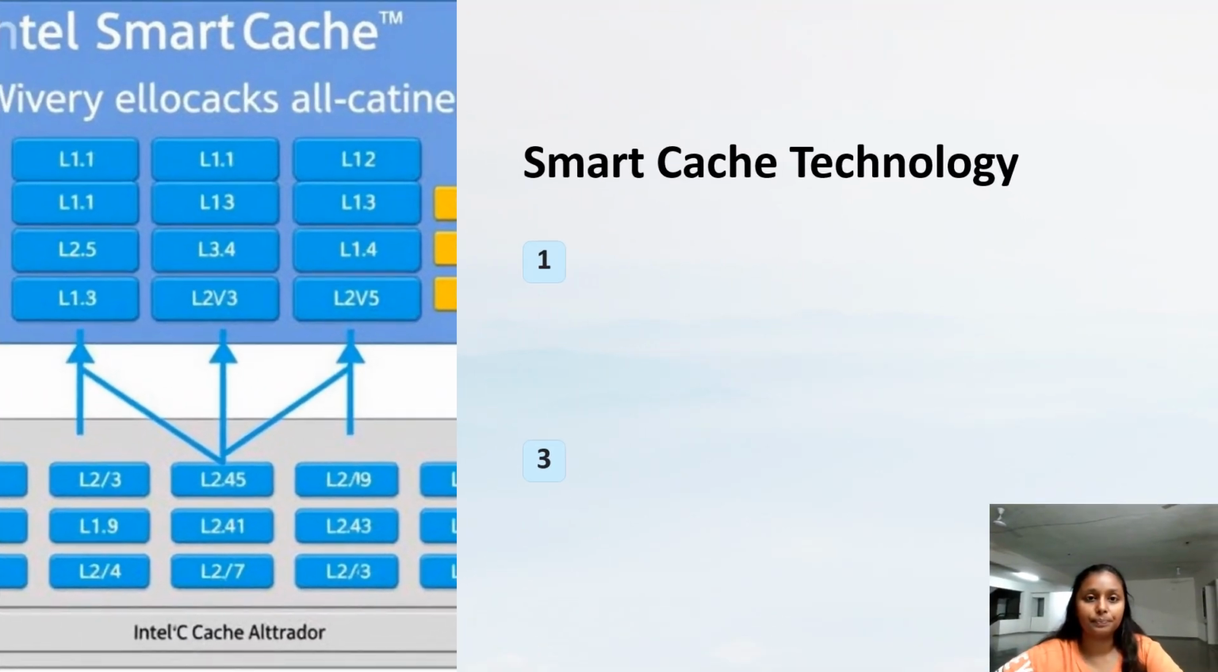Smart Cache technology. It improves performance and efficiency by optimizing how data is accessed and stored within the CPU. Unlike traditional designs where each core has its own dedicated cache, Smart Cache allows multiple cores to share a single cache pool. This means that when one core loads data into the cache, it can be accessed by other cores without needing to retrieve it from the slower main memory. It reduces the latency for data retrieval, which improves overall processing speed and efficiency.